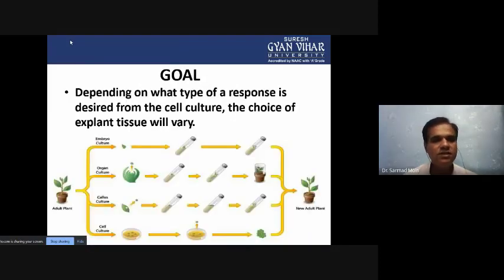We have to see the goals. Always we have to choose the explant according to the goal. Our ultimate goal is to produce a number of plants, so we can select many types of explant. We can choose embryo culture, organ culture, callus culture, or cell culture. When we use these different explants for culturing, the procedure will also vary. Ultimately we are going to produce many plants, n number of plants. That's why we choose according to the availability and the suitability of the explant.